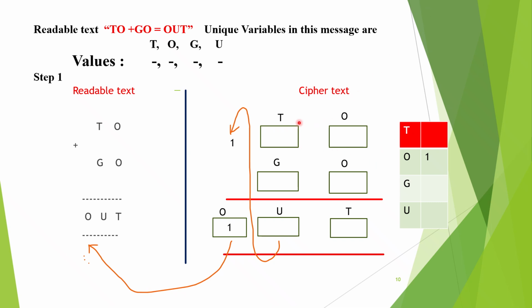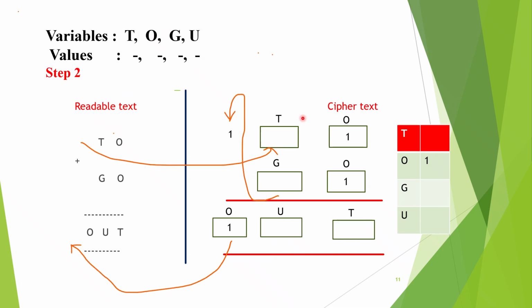What's the first constraint? The first constraint is the carry should be 1, right? Always the carry should be 1. So here the carry should be 1, so 1 will be assigned to the variable O. So the variable O becomes 1. That is, we have assigned the value 1 to the variable O. Just fill it in this table: the value of O is 1. And wherever you see O here, fill in the value 1. So here 1, here also 1. Here also O is there, here also O is there. Is any other O there? No. So put 1, 1 here.